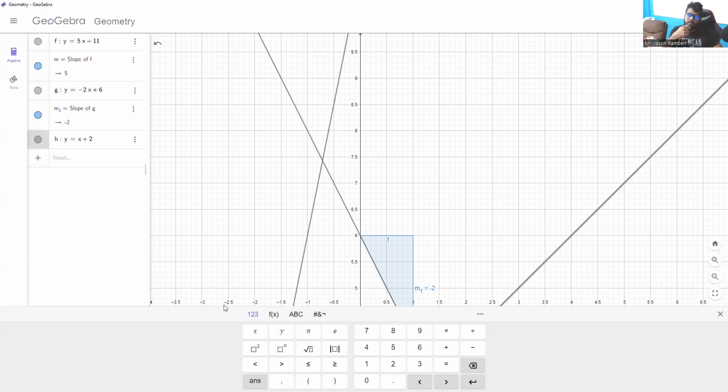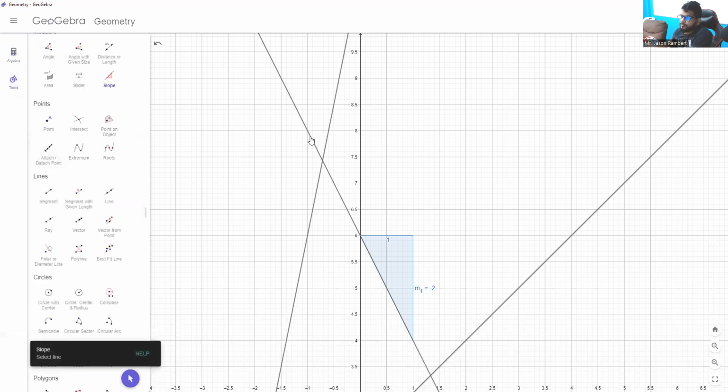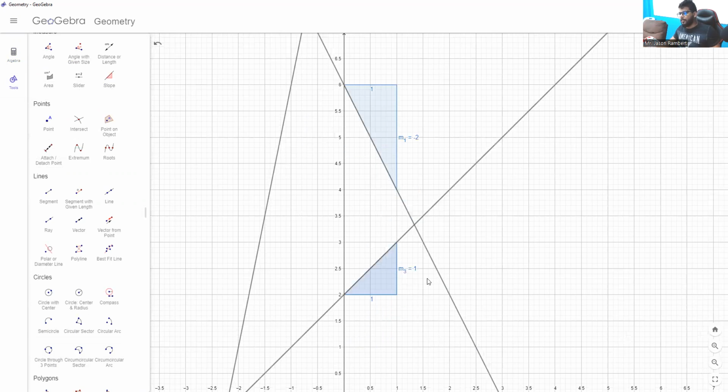So what's the number in front of x for this particular equation? 1. So the gradient is 1, and what's the y-intercept? 2. Let's check and see. The gradient is 1, and the y-intercept is indeed 2.